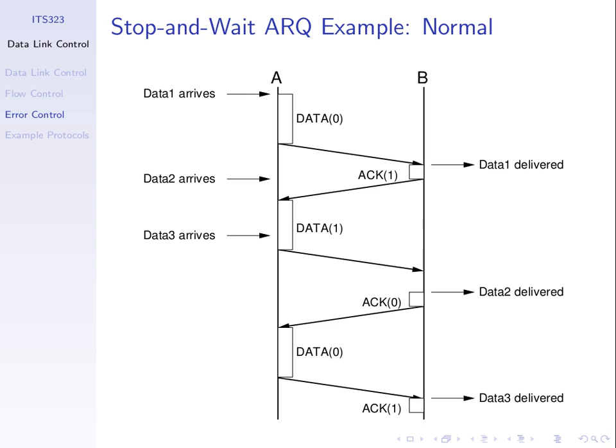Data 2 that was sent, send an ACK. Data 3 is sent, and we'd see an ACK coming back. This is the normal case. No data is lost. That's easy. It's simply stop and wait.